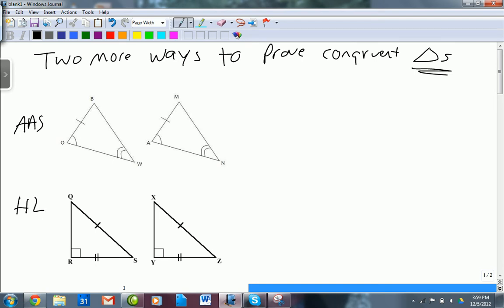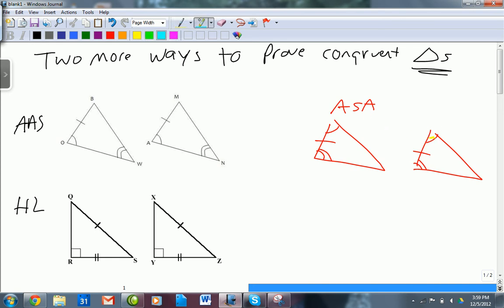Angle, angle, side is similar to angle, side, angle, but it's a little different. If you remember with angle, side, angle, the two triangles, if they had this particular relationship, would share two pairs of congruent angles, and the side that they share in common is the included side, right here. That's why it's called angle, side, angle. Now this technique, angle, angle, side, is a little different.